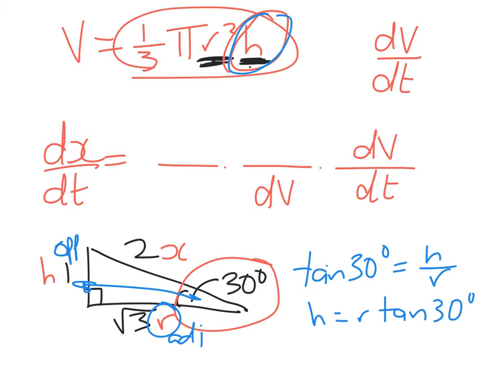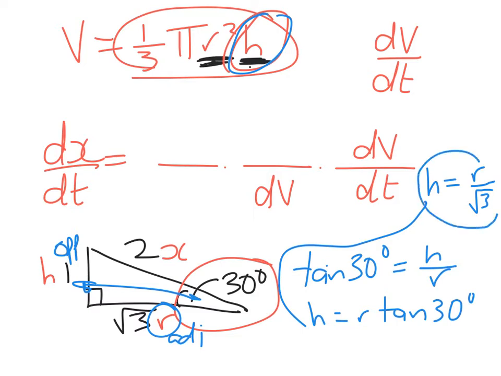Right, now we know, because it's a special triangle, we know what tan of 30 is. Right, it's 1 over √3. So, I'm running out of space here, but h is equal to r tan 30, which is r over √3. Now I can substitute that back in to this thing here.